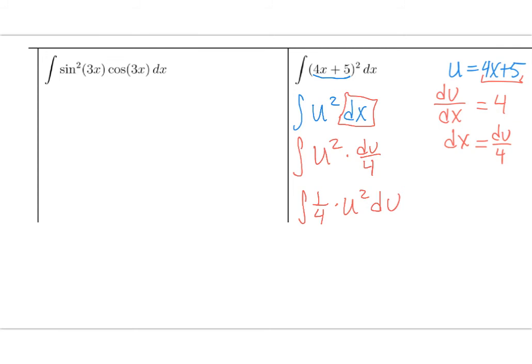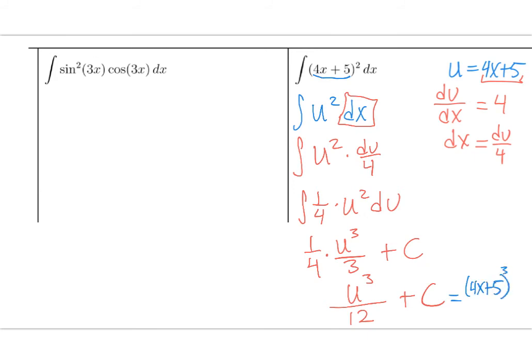This is just a reverse power rule, or I can leave that there, and we end up getting 1/4. I'm going to increase the power by 1, so we get u to the 3rd, divide by the new power over 3. I know that this has to be plus some constant, so we end up doing this as u to the 3. 4 times 3 is 12, and then plus c. Except now I've got to put my x stuff back in. So when I do that, we get (4x plus 5) to the 3rd over 12, and then plus c.